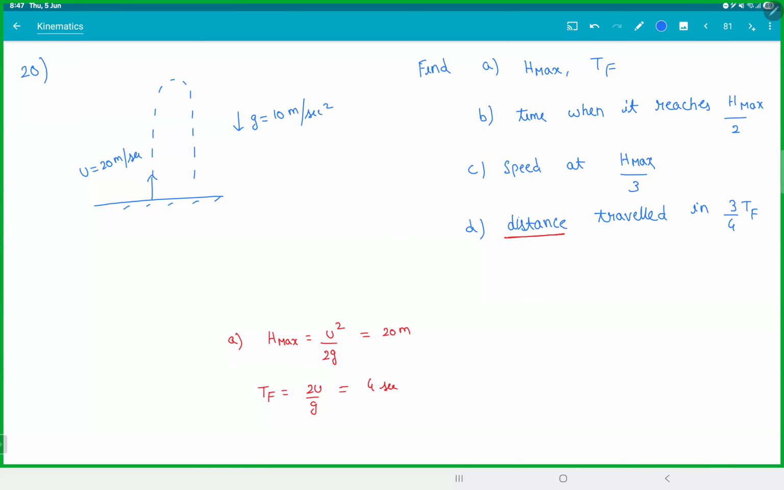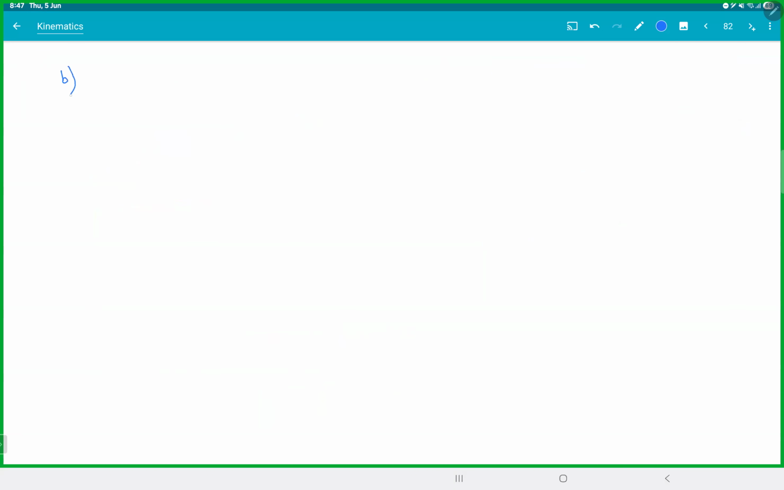So look at the B part. Find the time when it reaches half of H max. So H max is how much? 20 meters. So indirectly, you're telling me the displacement is 10 meters, half of H max.